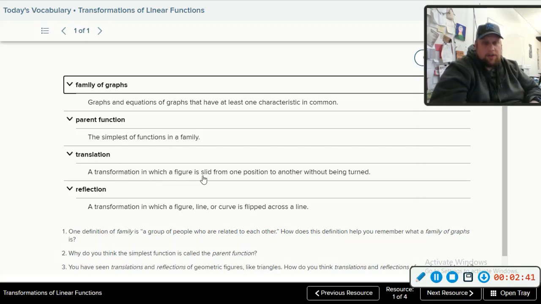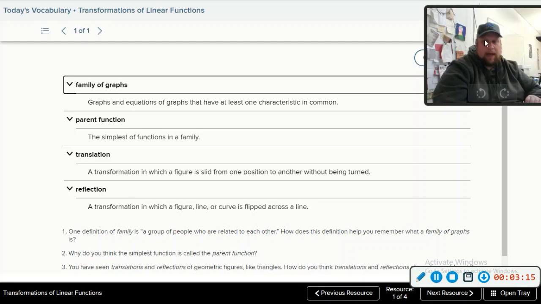Translation is a transformation in which a figure is slid from one position to another without being turned. Okay, it's just that slide. Reflection is a transformation in which a figure, line, or curve is flipped across the line. In math, we do that with the negative. If we negate the x, then we do a flip across the y-axis. If we negate the y, we do a flip across the x-axis. If we negate both, we flip across both axes. So we're going to talk about that. Pause this, write these down.